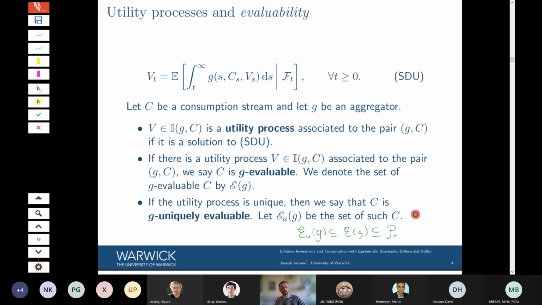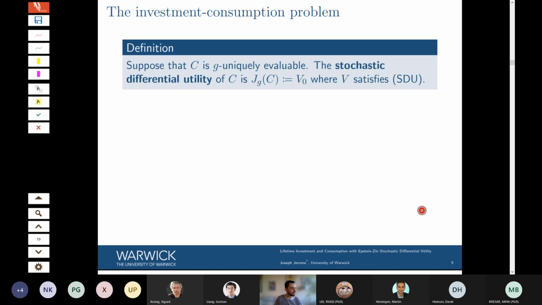So if we don't have equality of the evaluable consumption streams with the non-negative progressive processes, then when we start to consider our investment consumption problem, there are going to be some consumption streams that we can actually finance, but we can't assign a utility to. And this isn't ideal, really, because this doesn't come from any economic constraint. It actually just comes from an inability to do the maths. So ideally, we don't want that to be the case either.